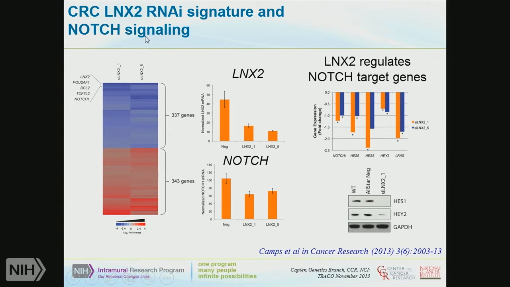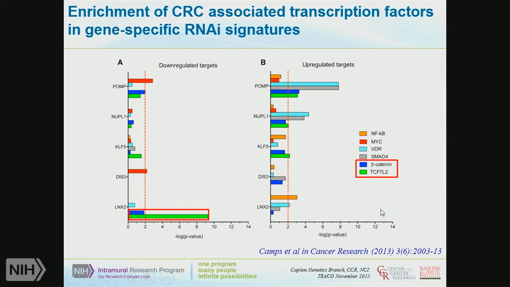But we were also intrigued that there was another transcription factor, TCF7L2, that was also down-regulated in the context of LNX2 silencing. And in fact, when we looked at the enrichment of transcription factor signatures within the RNAi signature, we found that there was a huge enrichment for the downregulation of known targets of TCF7L2. And this is important because this is directly related to beta-catenin signaling, which is also a very well-established pathway that's disrupted in the context of colorectal cancer.